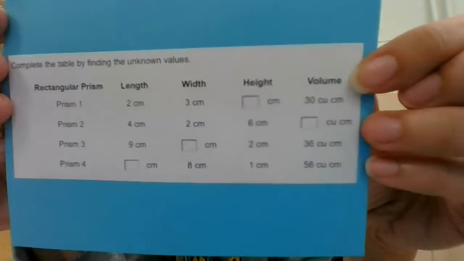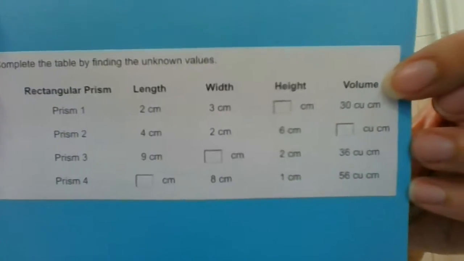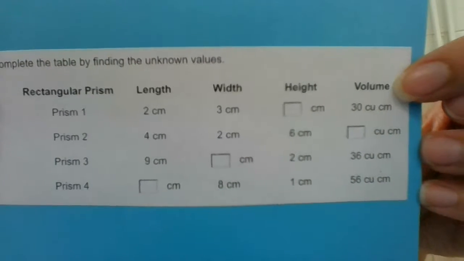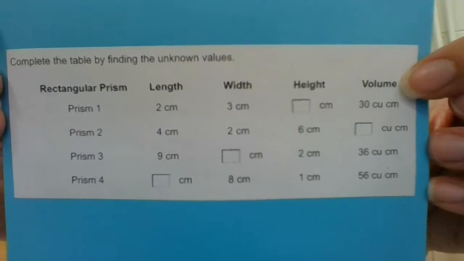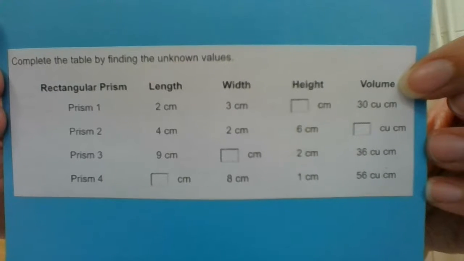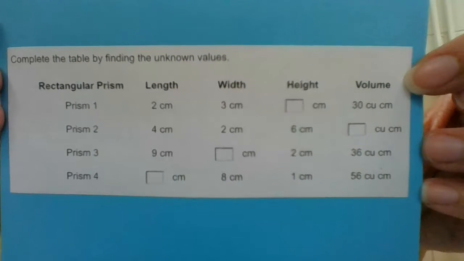And the volume is 30 cubic centimeters. For prism 2, the length is 4 centimeters. The width is 2 centimeters. The height is 6 centimeters. And you need to figure out the volume.